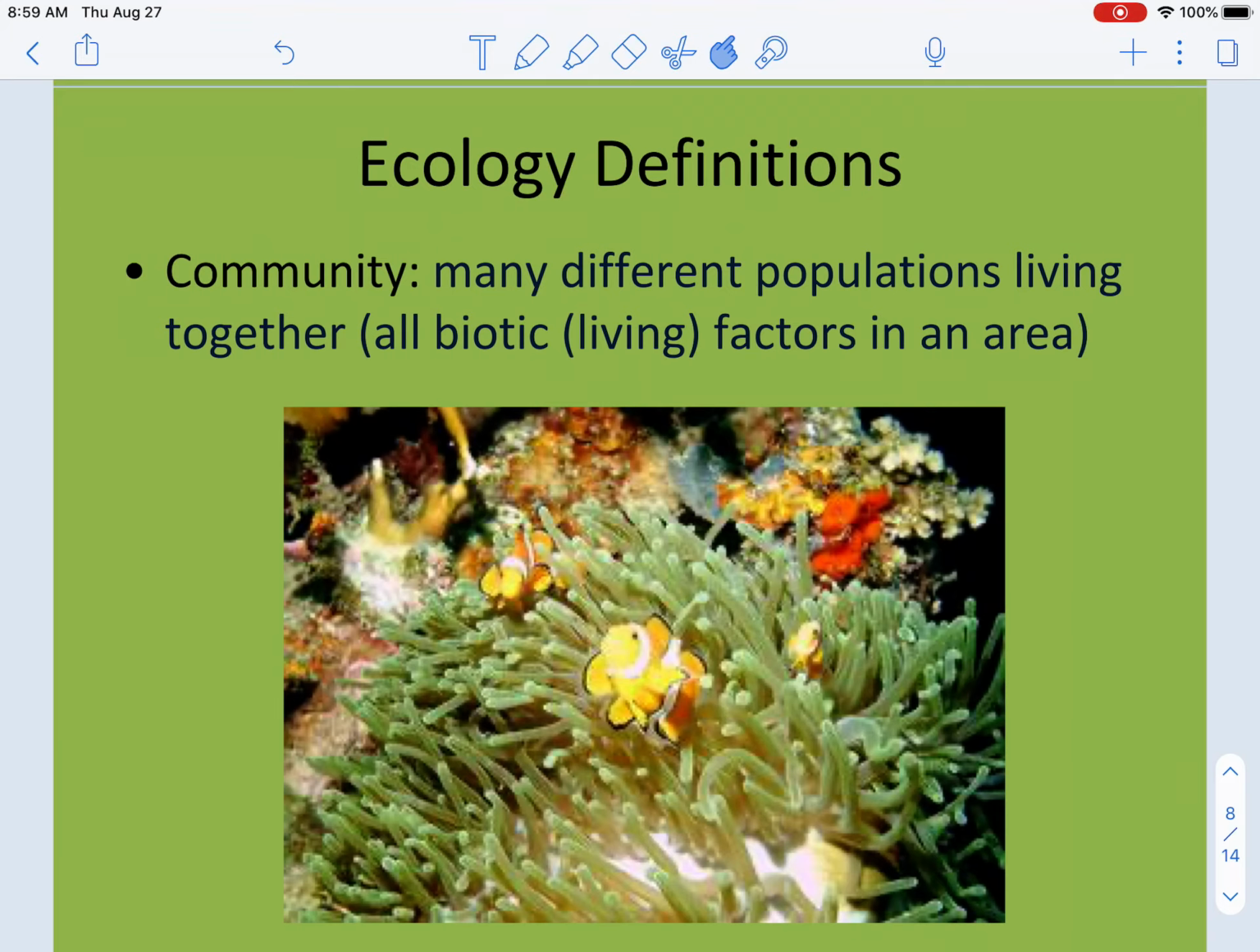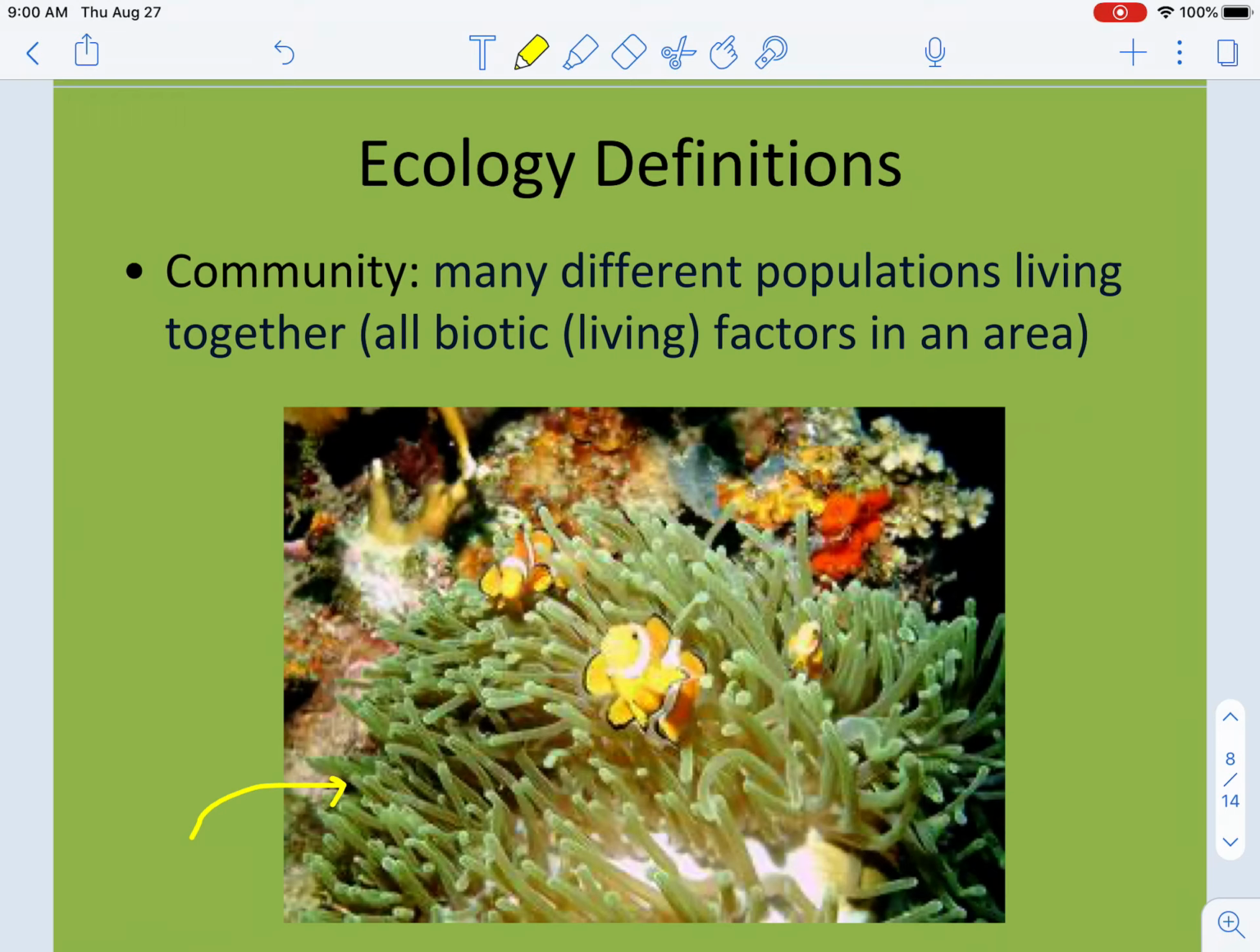Or we're going to consider Nemo and his dad. Okay, so all the clownfish. And I don't know if you guys knew, but that anemone that they live in, it's actually an animal. Crazy, huh? Not a plant. Looks planty because you're like, where's the head? Where's the brain? Well, it doesn't really have those things, but it's still an animal. We'll talk about that when we learn about cells.